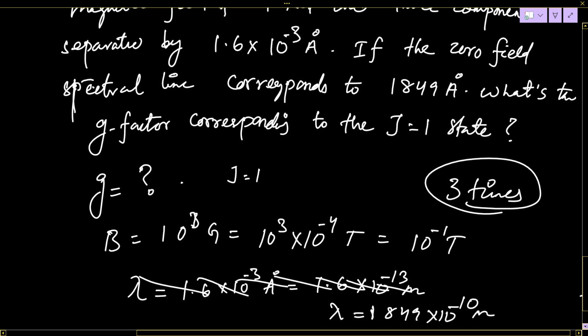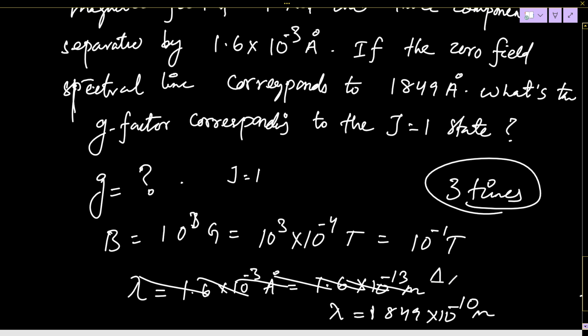So, and this three components separated by 1.6 10 to minus, that is your del lambda. So del lambda is a separation of lines, isn't it? Del lambda you can see. That means change. That means separation. Minus 3 angstrom, then minus 13 meter.